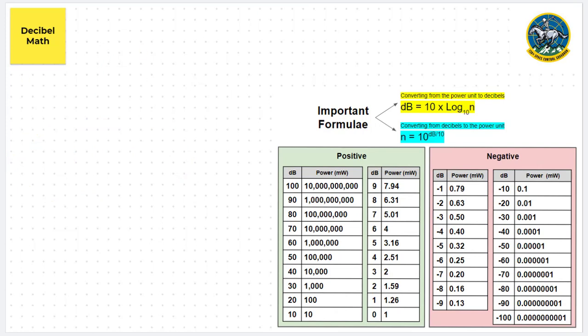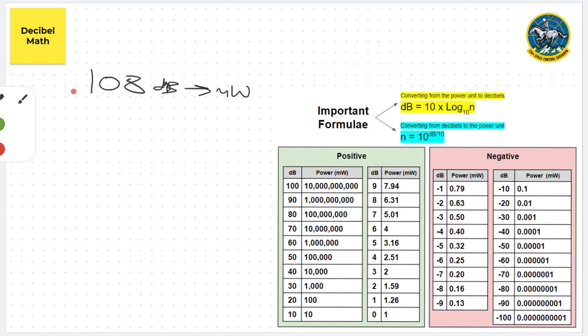All right, let's do one last one, and we'll do a slightly bigger number here. So let's go ahead and go with 108 dB, and let's convert this into milliwatts.